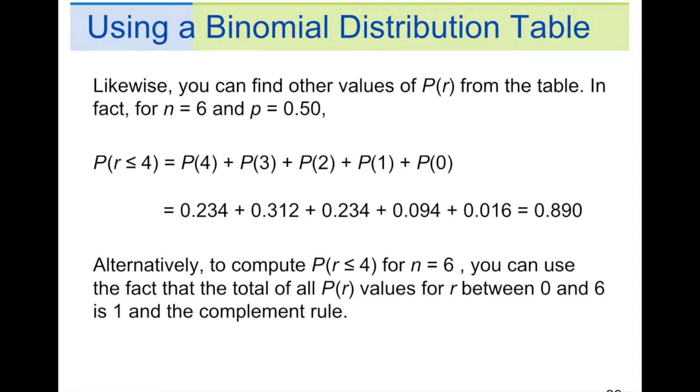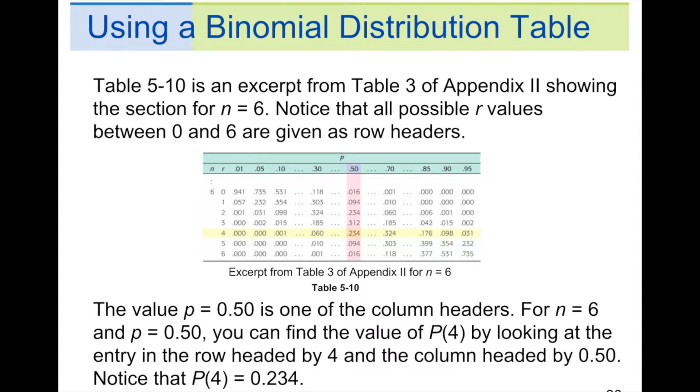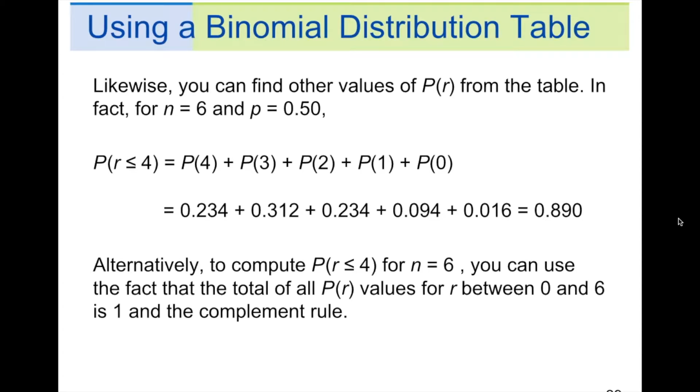Likewise, you can find other values of p of r from the table. In fact, n equals 6 and p equals 0.5 has p of r less than or equal to 4, so you find the probabilities of 4, 3, 2, 1, and 0, which are in the column in pink. See, 0.016, 0.094, 0.234, 0.312, and 0.234. So you add those all up, and you'll get 0.890.